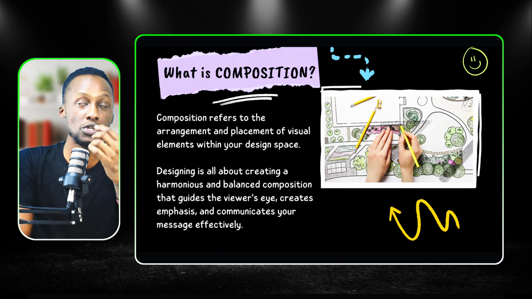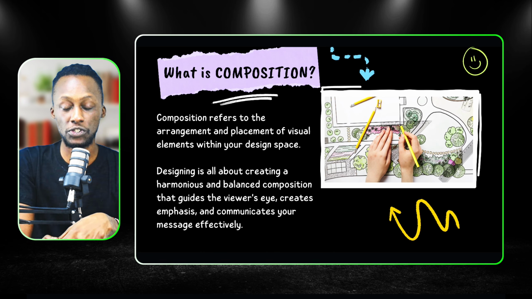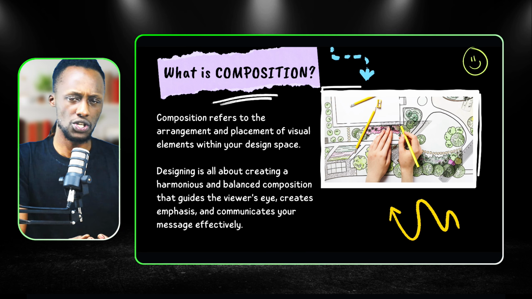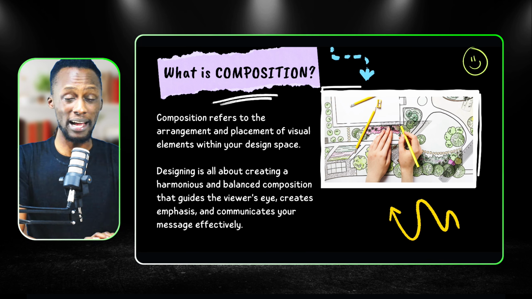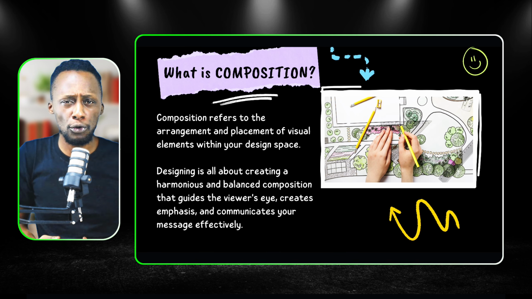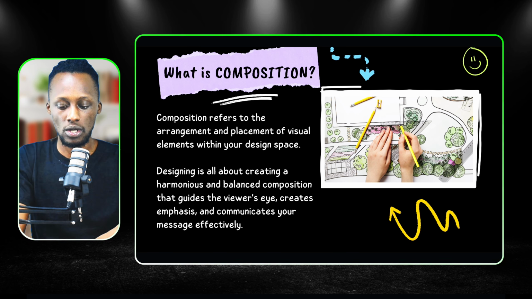Before we start talking about the top five print on demand principles, we need to understand one thing: composition. Now, what is composition? This is one of the most important things for you to understand before we get into understanding the principles of design. So what is composition? Composition basically refers to the arrangement and the placement of visual elements within your design space. So basically, how your elements are arranged in a design space is what you call composition.